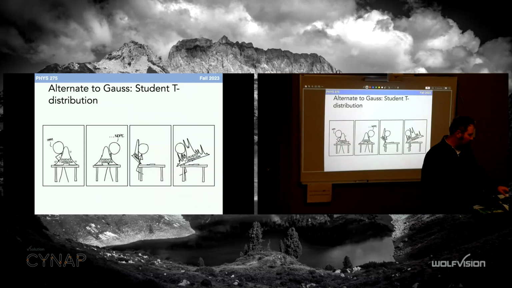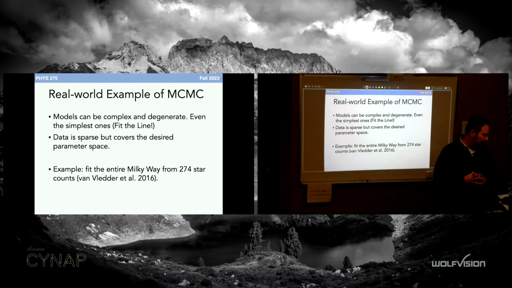Okay, so you can do these distributions. So let's take a real-world example of MCMC, something that I did with my students. A model can be complex and degenerate. Even the simplest one, fit a line, actually has a bit of degeneracy in it, right? It's never a nice round distribution. If it's a nice round distribution, that means one doesn't know about the other. It's just a random distribution around the center. So if you have banana-shaped or elongated things, that's degenerate.